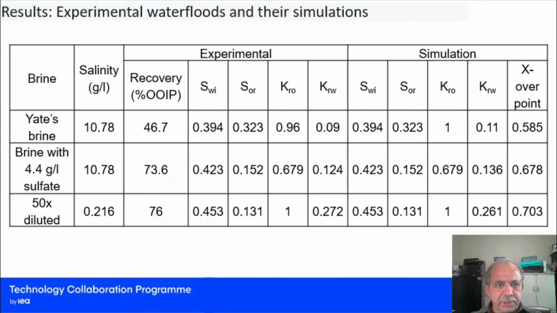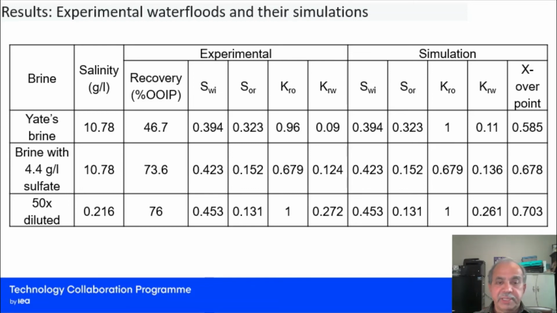So here are the results from core flood experiments. Several core floods we did. Again, we picked the optimum cases from the previous contact angle results: brine with 4.5 gram per liter sulfate concentration, and 50 times diluted brine. Yates brine 50 times diluted here. And the salinities were the same here. This one, of course, went down 50 times. So recovery factors, 46% to 74% to 76%.